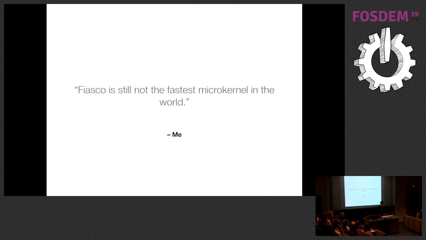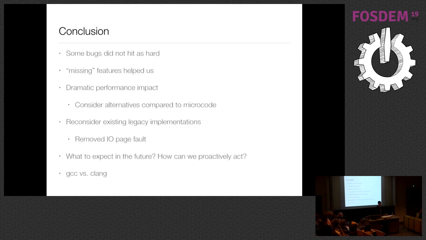Well, Fiasco is still not the fastest microkernel in the world, and probably it will never be, but we saw that we lost quite a lot of performance due to these implemented mitigations. I would say some of the bugs did not hit as hard as they hit other operating systems. For example, in Foreshadow we were quite safe, especially our customers not using the hardware virtualization extensions. And for Meltdown we had to do something, but it was not as bad as for other operating systems. Part of the reason is that missing features helped us, so we don't need to implement countermeasures, for SGX, for example.